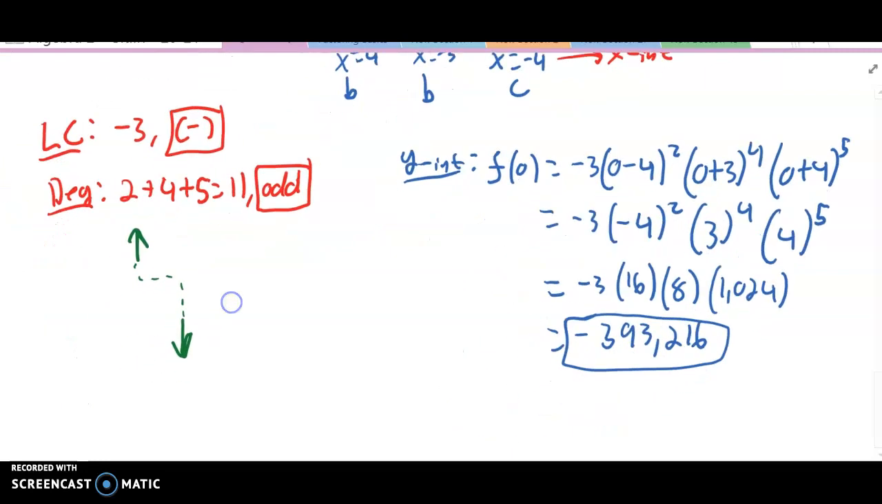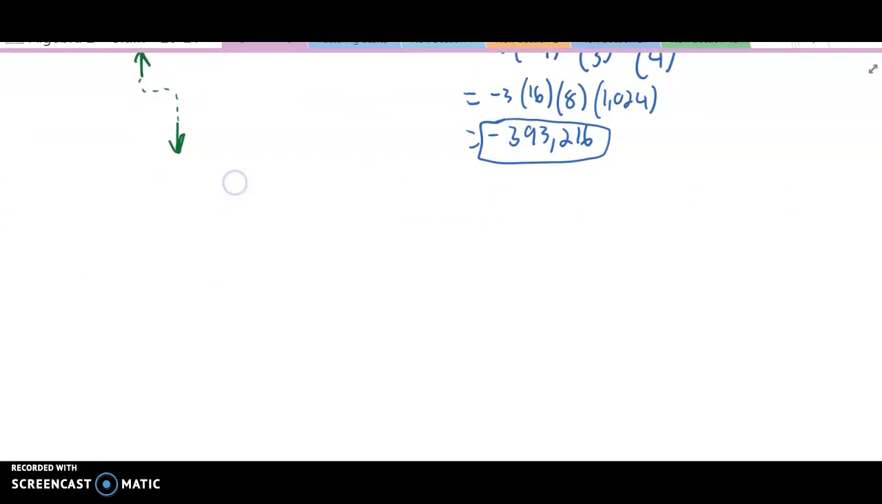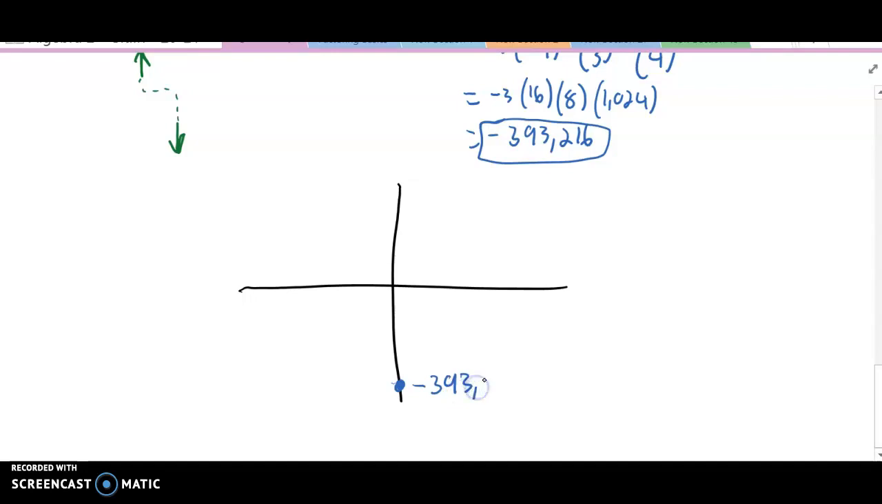So, we're ready to graph now. Here's how we handle a large number like this. We're going to draw our axes. We know it's negative, so it must be below the x-axis. So we're going to mark it right here, and then as long as you write in the number, all is good. So this is an accurate y-intercept.